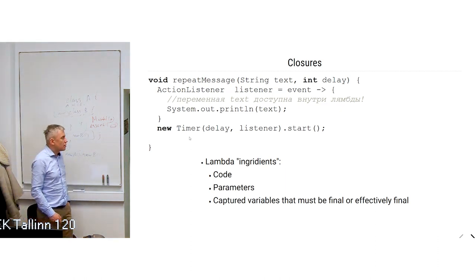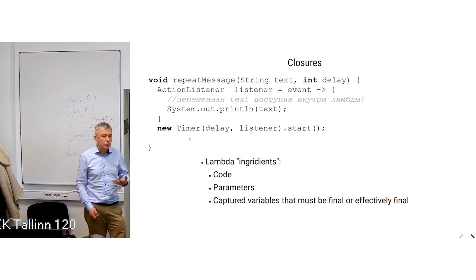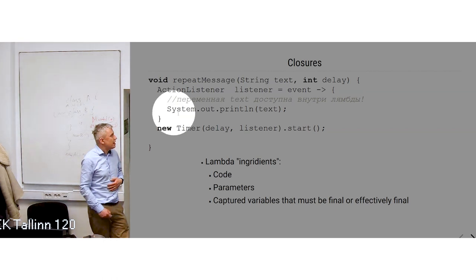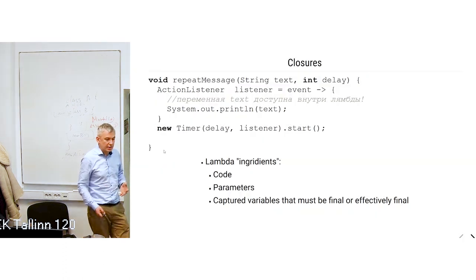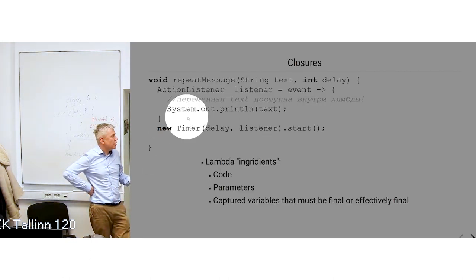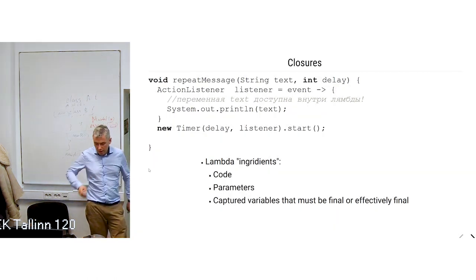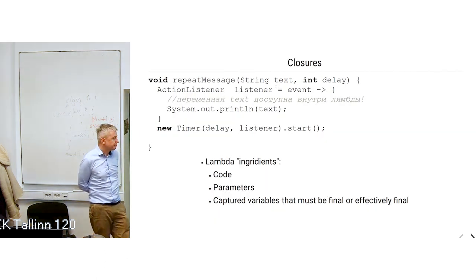It's easy to write, but we also need to understand how it works, because when we pass the lambda to this listener, to this timer here, we are exiting this method immediately. We just created a new timer, we just passed this delay, we just started the timer, and now we're exiting this method, so we are losing any reference to this text variable.